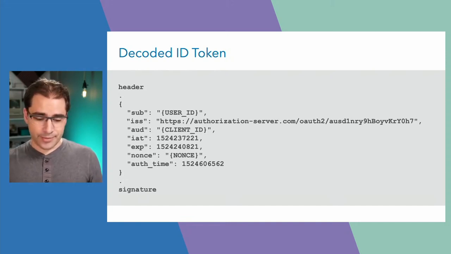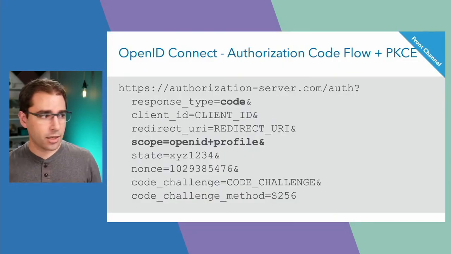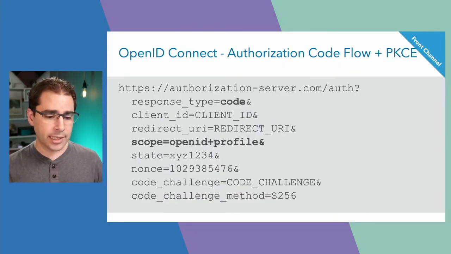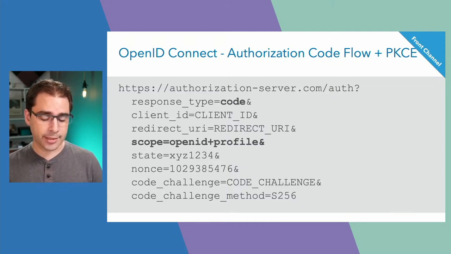How do we get one? Well, we have to do a flow. How are we going to do a flow? In my opinion, the easiest way to do that is to use the flow that we've already done, the authorization code flow with PKCE. This has a couple of really super useful properties.